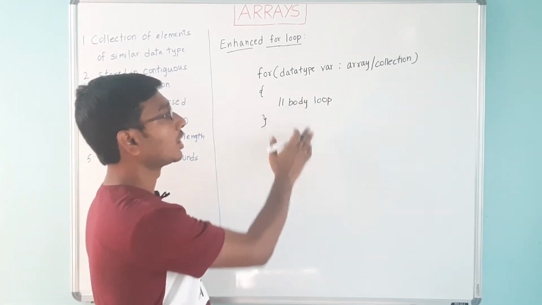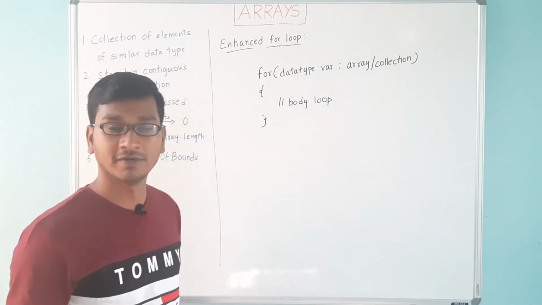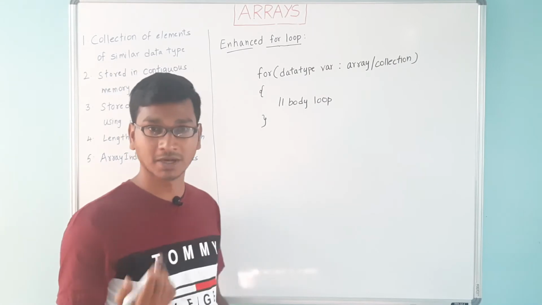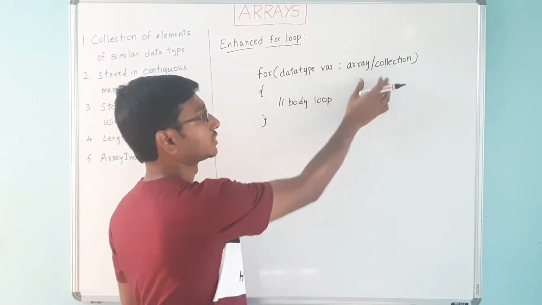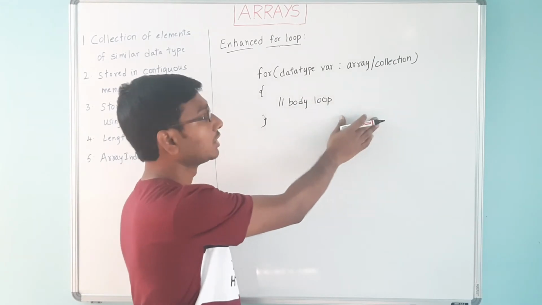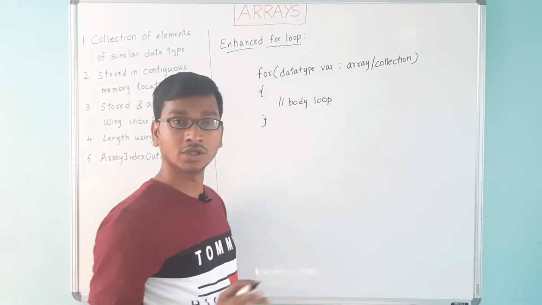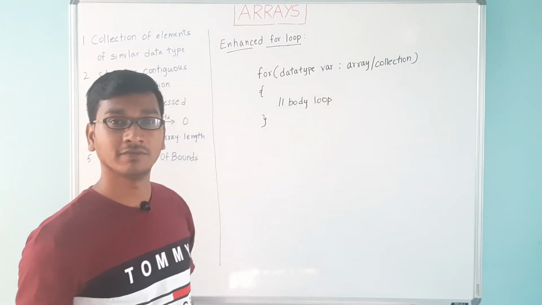This is almost similar to the simple for loop, where we initialize some index to 0, check some condition, and then increment or decrement the index, right? This is very much equivalent to that, but if we want to read all the elements without knowing or specifying any index, we can use the enhanced for loop.